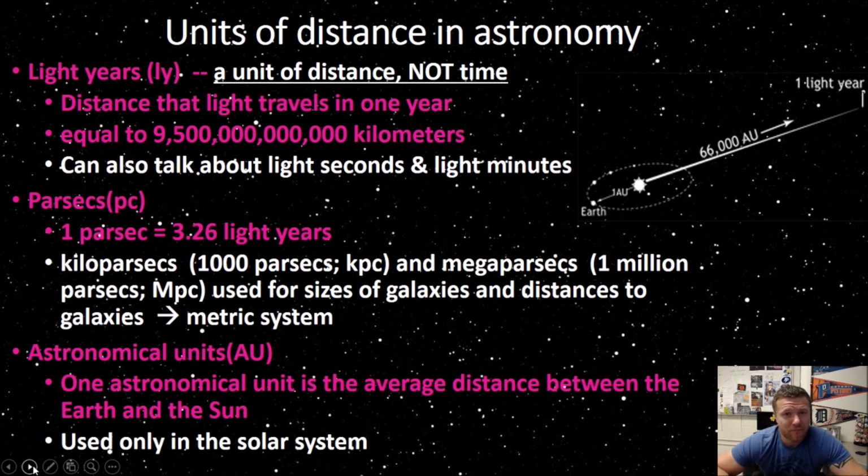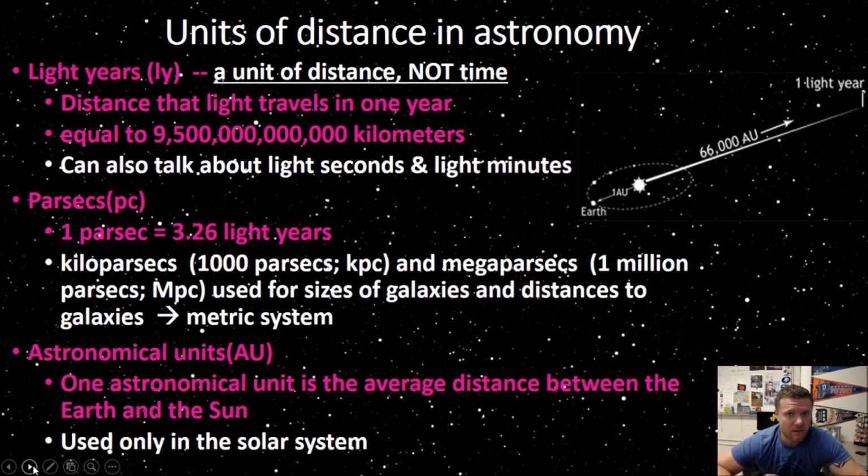1 parsec is about 3.2 light years, and it's measured by using parallax, which is when stars seem to move when Earth is on different sides of its orbit. It's very good for big distances, like to the next galaxy or the next cluster of galaxies. And then you have AUs, which is what we use when we measure stuff within our solar system.